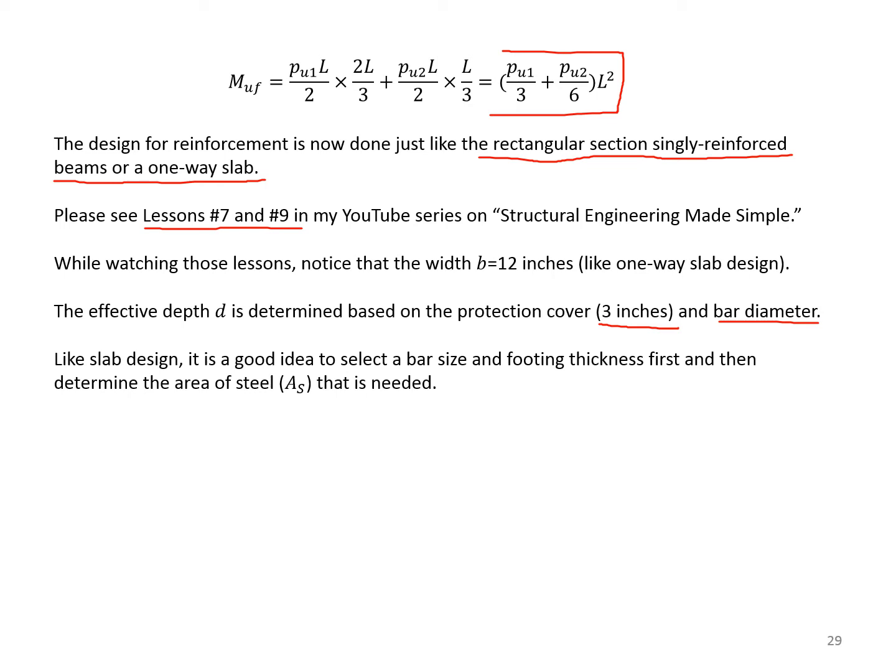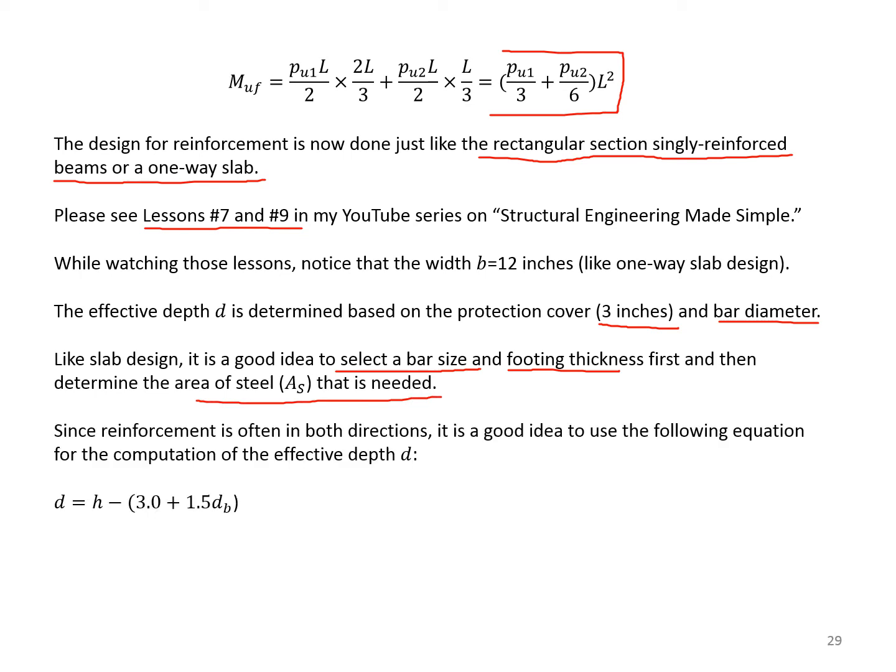And like the slab design, it is a good idea to select the bar size first and the footing thickness, and then determine the area of steel AS that is needed. And I'll show you the steps in computing AS. But before we do that, first let's see what is D. D is equal to H minus 3, and I recommend using 1.5 times the diameter of the bar. dB is the diameter of the bar. Why? I'm going to demonstrate it to you in my next slide, and why I'm using 1.5 times the diameter of the bar.